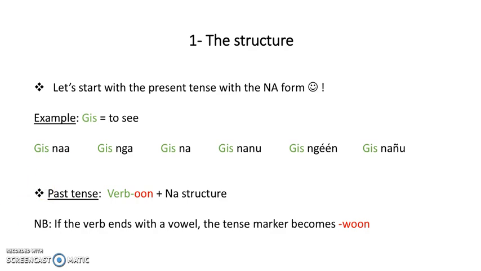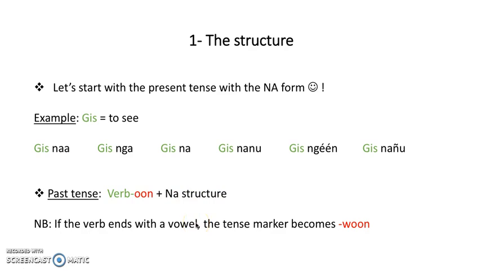Now when it comes to the past tense, what I just had in the present tense for the now form can be the beginning or the foundation for the past tense, where you only have the verb and then you add the tense marker for the past, which is on. You add the tense marker of the past, which is on, to the verb, and then you add the structure of the now form.